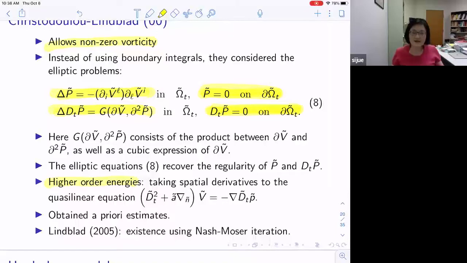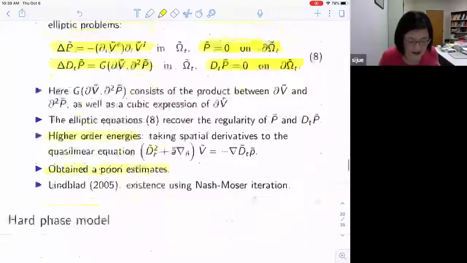So what they do is still take spatial derivatives, but they separate the domain into two: one in the interior, one on the boundary. On the boundary, they only take the tangential derivative, and then they try to put them together. Near the boundary, you don't want to touch the normal derivative, so they cut off in the normal direction. With this, they obtained a Pauli estimate, with their method of treating higher order energy. And it took a while for Limbara to find existence using Nash-Moser iteration. So this is what they did.